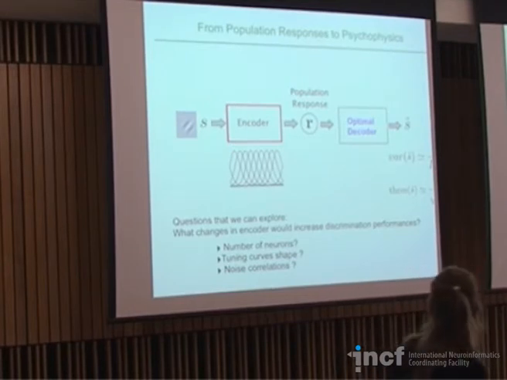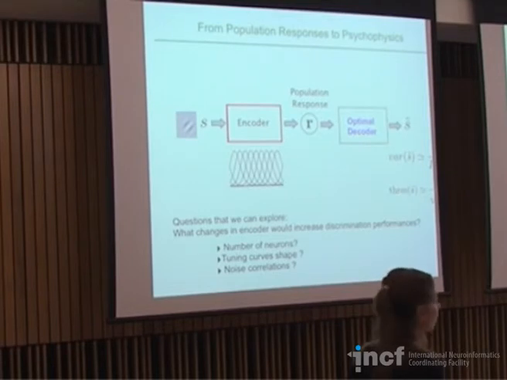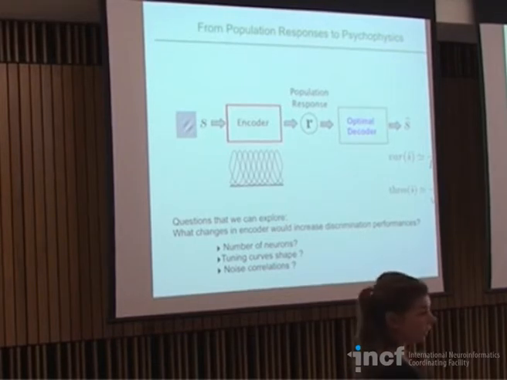Okay, so now we have all our tools, and we can explore now very interesting questions. We can, for example, play with our encoding models, our tuning curves, our noise, and we can ask, what is that going to do for performance? If I'm changing the number of neurons here, or if I'm changing the shapes of the tuning curves, or if I'm changing the variability, and in particular the structure of the correlations, what is this going to predict in terms of the precision of the code, and in particular the discriminability or discrimination performance at this stage, right?